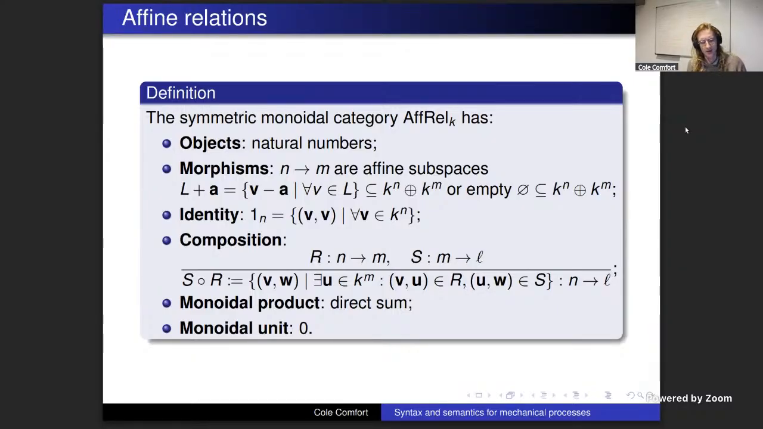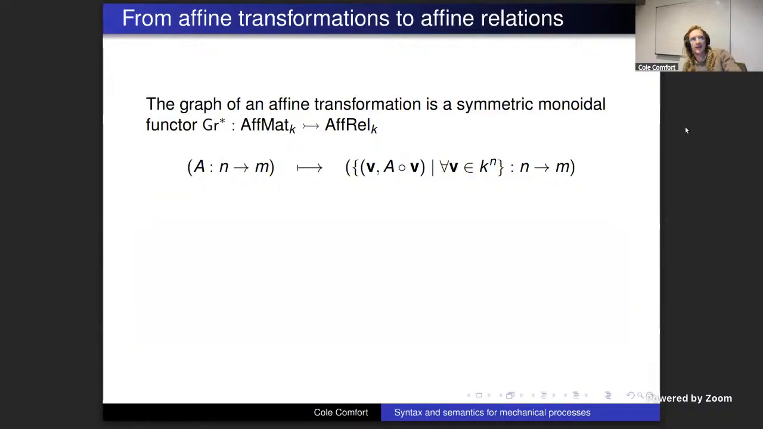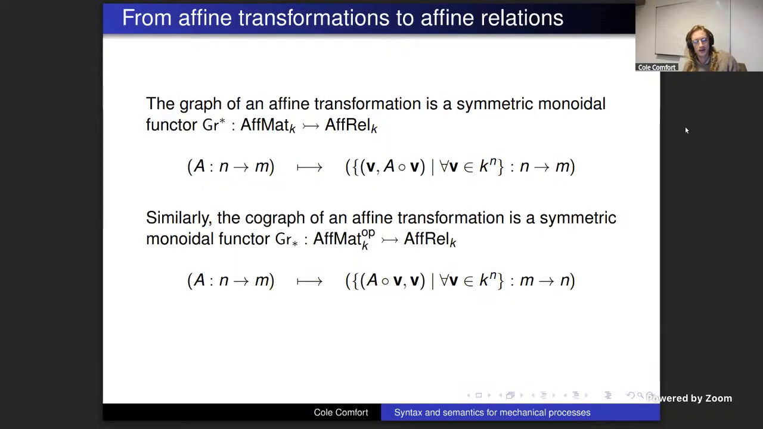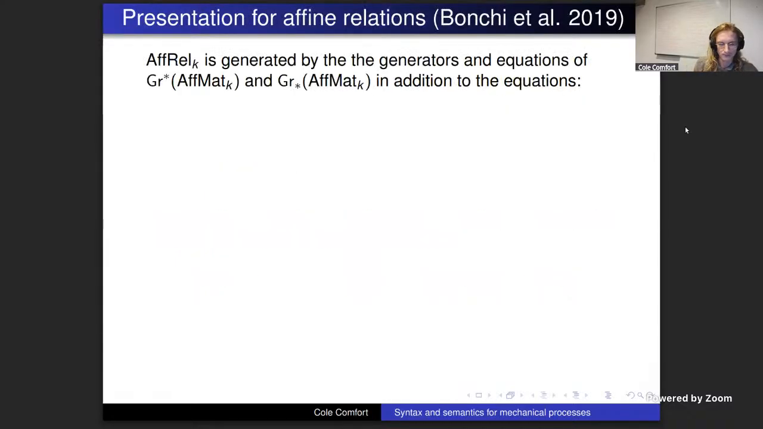But this is now a lot more expressive than affine matrices. And that's really nice. So you can take any affine matrix, take the graph of this, and you get an affine relation. And you can take the graph, and then take the transpose of the relation, and you get an affine relation going in the other direction. And these two ways of seeing affine matrices as affine relations generates all of the affine relations.